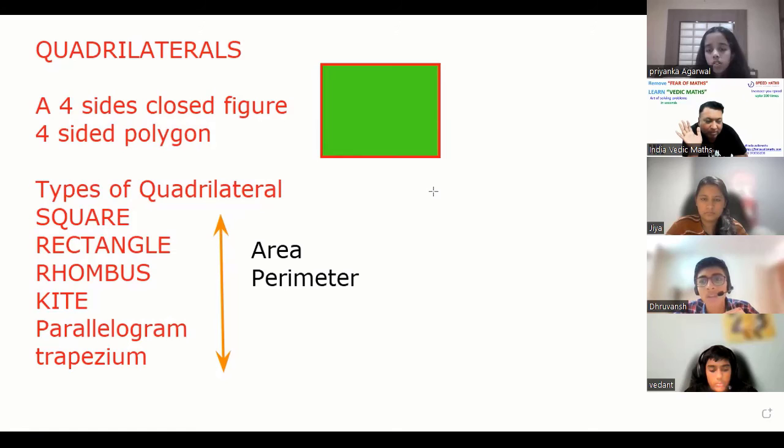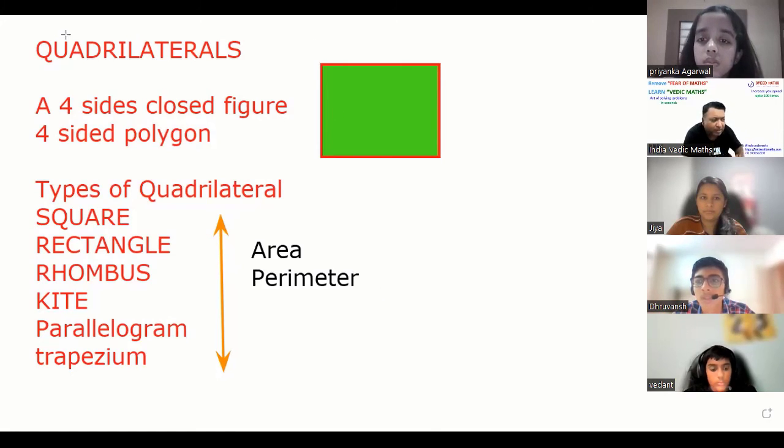Correct. Perimeter is the boundary of the polygon, and area is the space the polygon occupies on the floor. Area is the region inside that polygon, and perimeter is the boundary, or you can say circumference, depending on which kind of figure it is. But the edges, the boundary. The basic concept of perimeter is very simple.